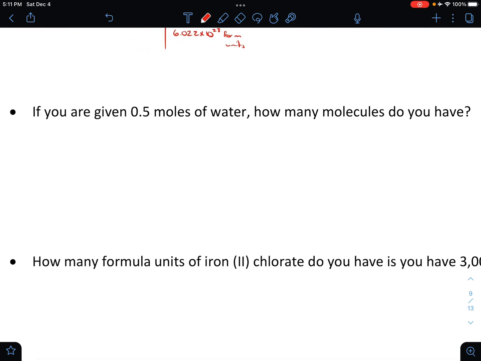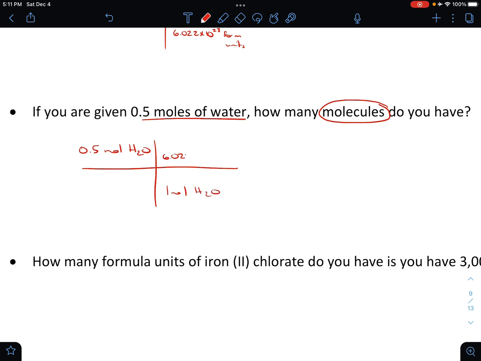Let's keep rolling. This time we're given moles of water, and we're looking for molecules, okay? So we have 0.5 moles of H2O, and we're trying to get to molecules. All right. So we'll put 1 mole on bottom, the H2O, and then we're going to put Avogadro's number on top. And then we have molecules. Again, not a real easy way to abbreviate.